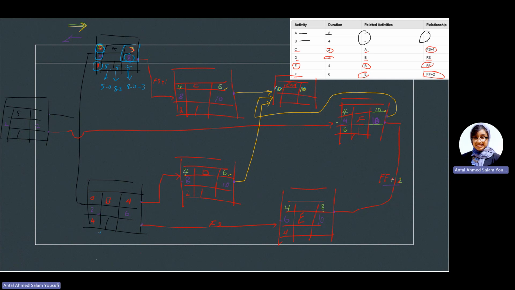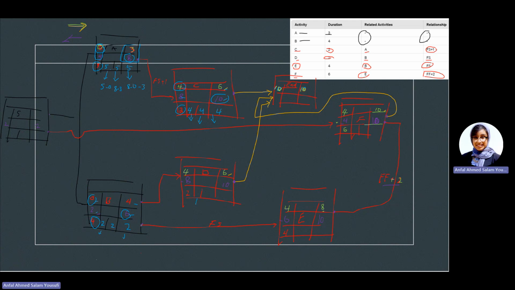Let's do B. So B will be again 2 minus 0, that is your start float, that is 2. 6 minus 4, that is 2. And then the total float is basically 6 minus 0 minus 4, that would give you 2. Let's do C. So C in here will be 8 minus 4, that is 4. For finish float is 10 minus 6, that is 4. For the total float, it is basically 10 minus 4 minus 2, that is again 4.